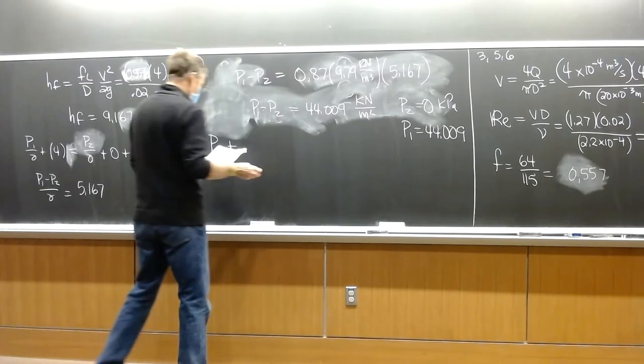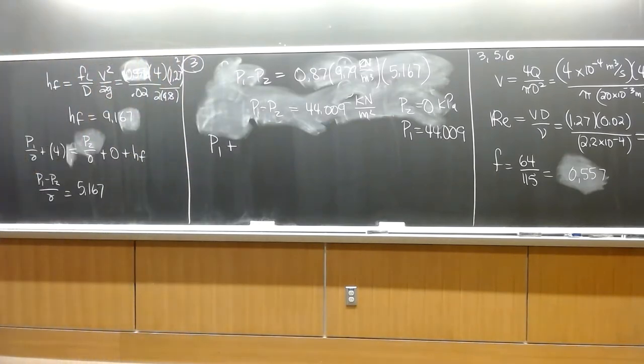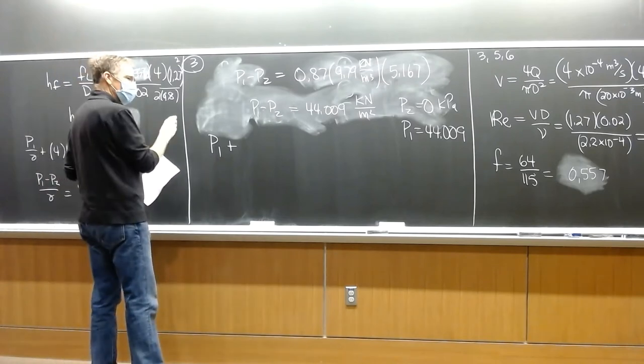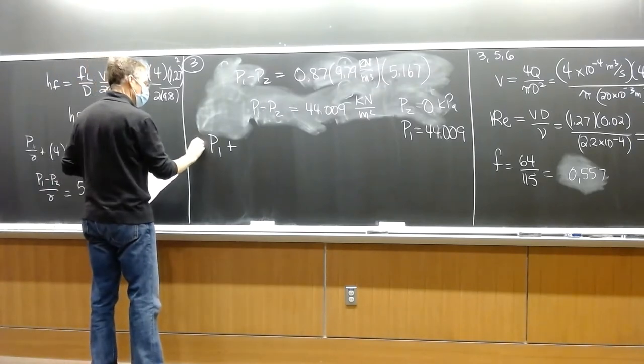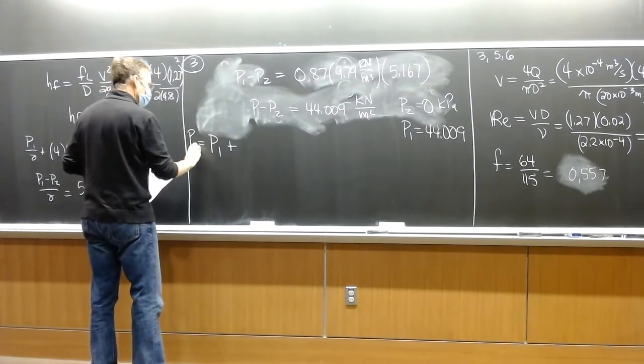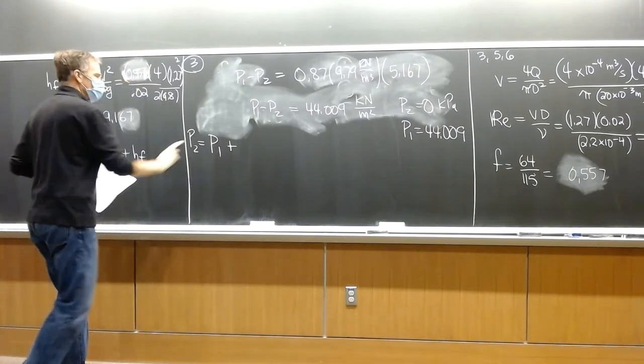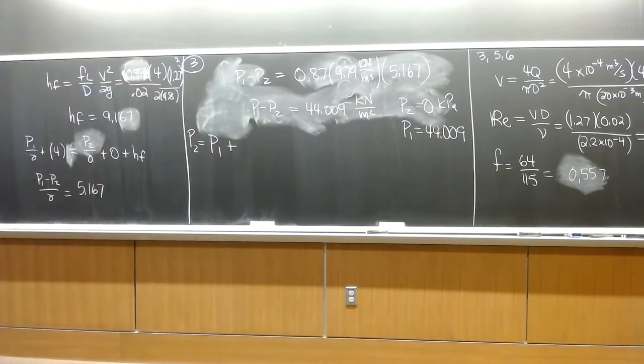Start at location P1 and then go to the top of the manometer. That's our first jump through the fluid. All right, so we're going to jump through and we're going to end up at location P2. So the pressure you want is the pressure you know. So I'm doing it like that. The pressure you want is the pressure you know plus the changes in pressure.